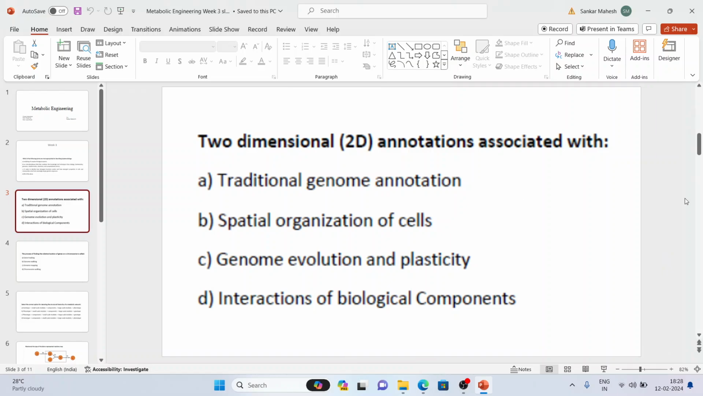And the next question is, two-dimensional annotations are associated with option A, traditional genome annotation, option B, spatial organization of cells, option C, genome evolution and plasticity, option D, interaction of biological components. We can just take a couple of minutes and then we can discuss this.